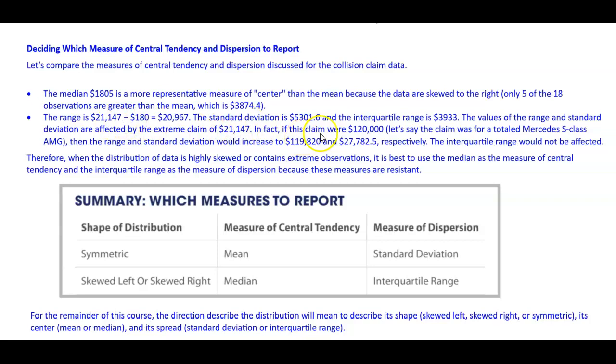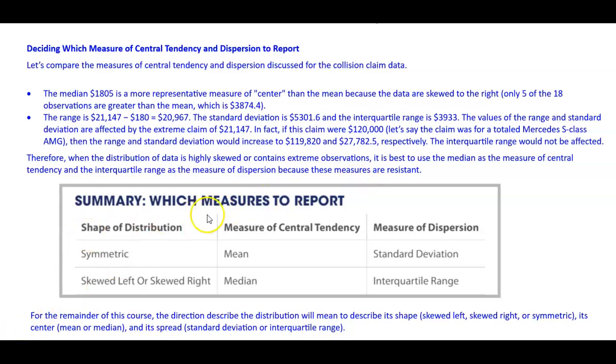$21,147. In fact, if this claim were $120,000, let's say the claim was for a totaled Mercedes S-Class AMG, then the range and standard deviation would increase to 119,820 and 27,782.50 respectively. The interquartile range would not be affected. Therefore, when the distribution of data is highly skewed or contains extreme observations, it is best to use the median as the measure of central tendency and the interquartile range as the measure of dispersion, because these measures are resistant.